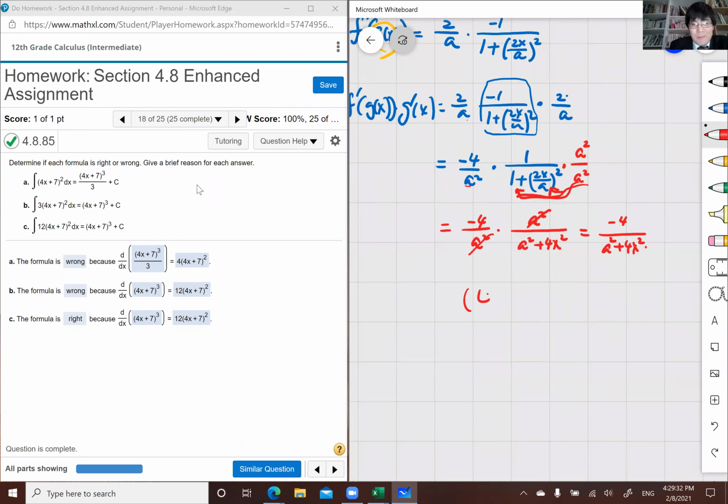Well, what is the derivative of this one? Okay. What is the derivative of this one? That's going to be using the power rule. It's going to be 3 times (4x plus 7) to the 2, times the derivative of the inside, which is 4. Okay, so that's all you need to check, and show whether it becomes the left side without the integral sign.